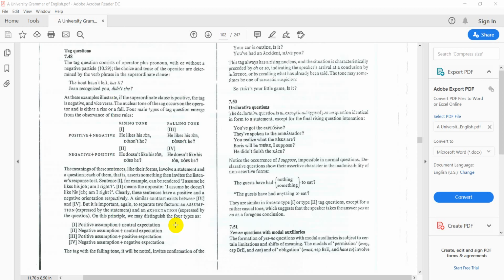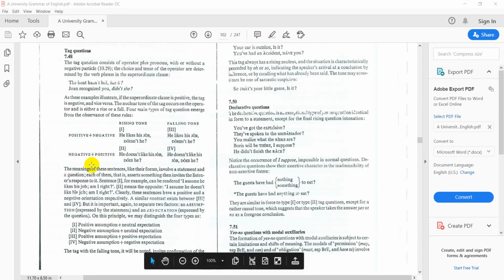So if the expectation is neutral, you have to use a rising tone. And here, if it is a negative assumption, you assume something negatively. Again, since there is a rising tone, it means that the expectation is neutral. You don't know.